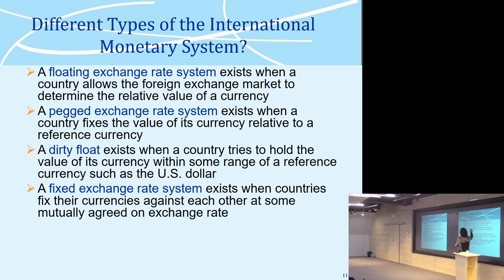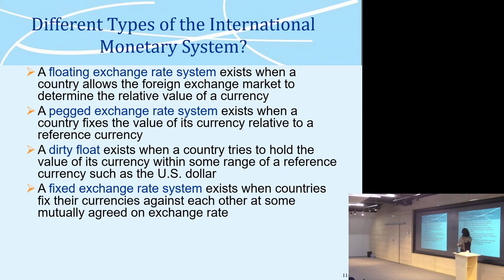Then we have something that is called a peg exchange rate. Interesting terms combined. Basically, what pegged means, now I'm going to select one currency, and I'm going to link, peg, my value of my exchange rate to that currency. So if that currency goes up, my currency goes up. If that currency goes down, my currency goes down. The reason why some countries are choosing this peg exchange rate is because they want to borrow credibility of that stronger currency. And that's why they're using peg exchange rate.